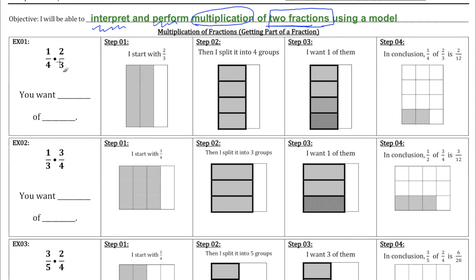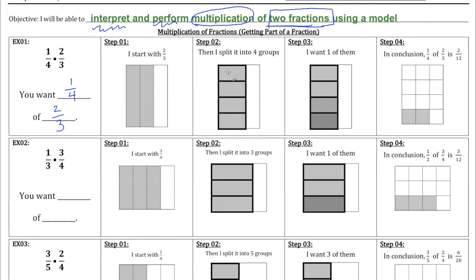So 1/4 times 2/3. Example number 1, 1/4 times 2/3. We want 1/4 of 2/3. We want 1 out of 4 pieces that I can make from 2/3. So I actually want to start with 2/3. You see how I made this rectangle? 2/3. 1, 2 out of 3 pieces. Remember, I want 1/4 of this.